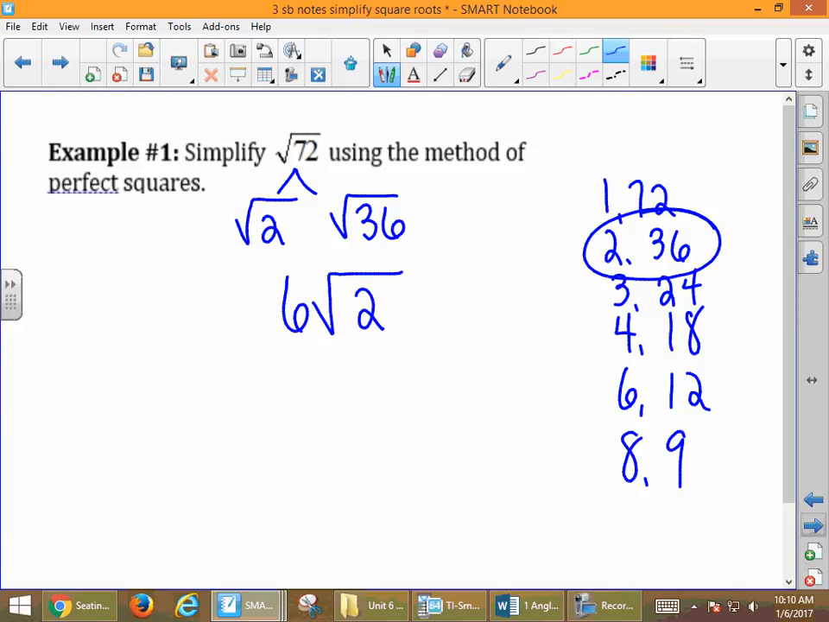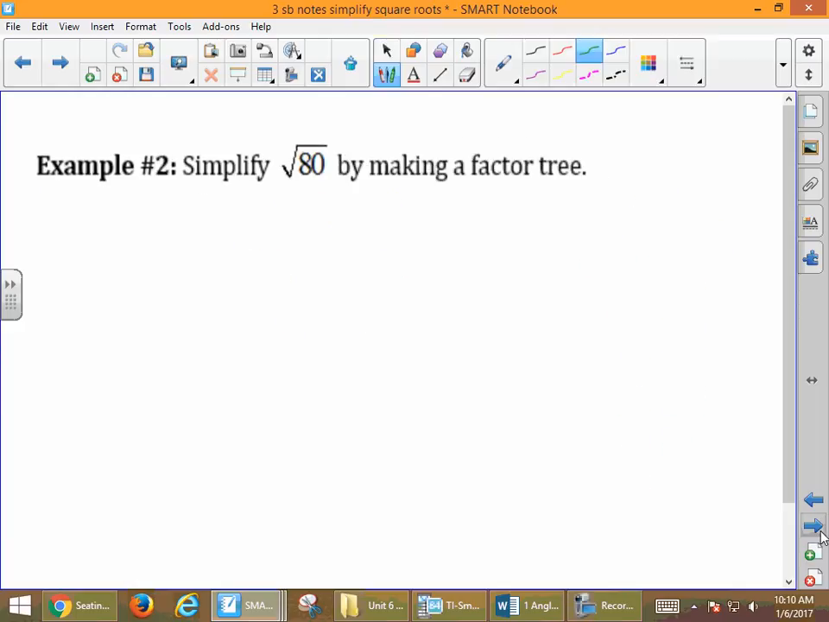That is not my method of preference. I have no issue with it. But the reason that it's not is, what if you don't find the biggest perfect square? If you don't find the biggest perfect square, then you think you've got the answer right, and you don't. So my other method here is using a factor tree.